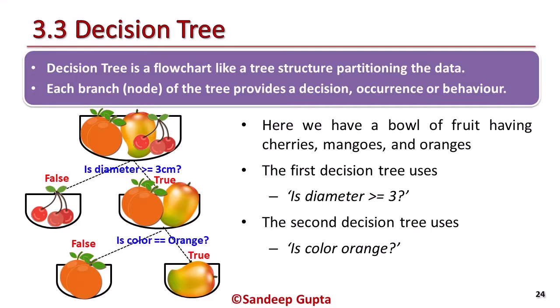You can observe that the fruit bowl contains cherries, mangoes, and oranges. The first decision tree sorts the fruits based on their size. This way it separates cherries from mangoes and oranges, as their size is less than 3 cm. The second decision tree sorts the fruits based on their color to sort out the mangoes and oranges. Here in our example, the decision tree applies a divide and conquer approach to solve the classification problem.